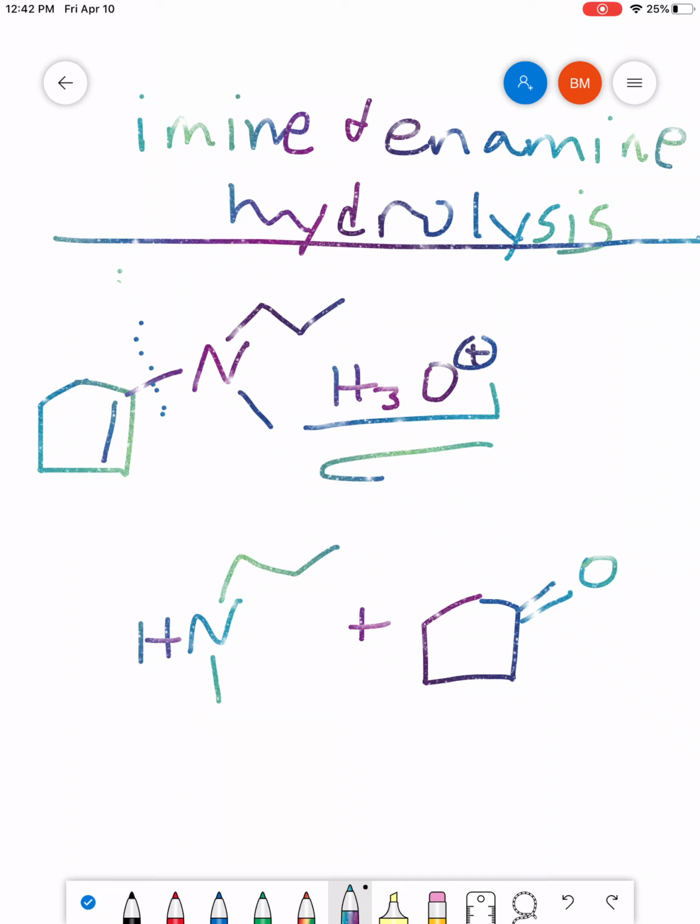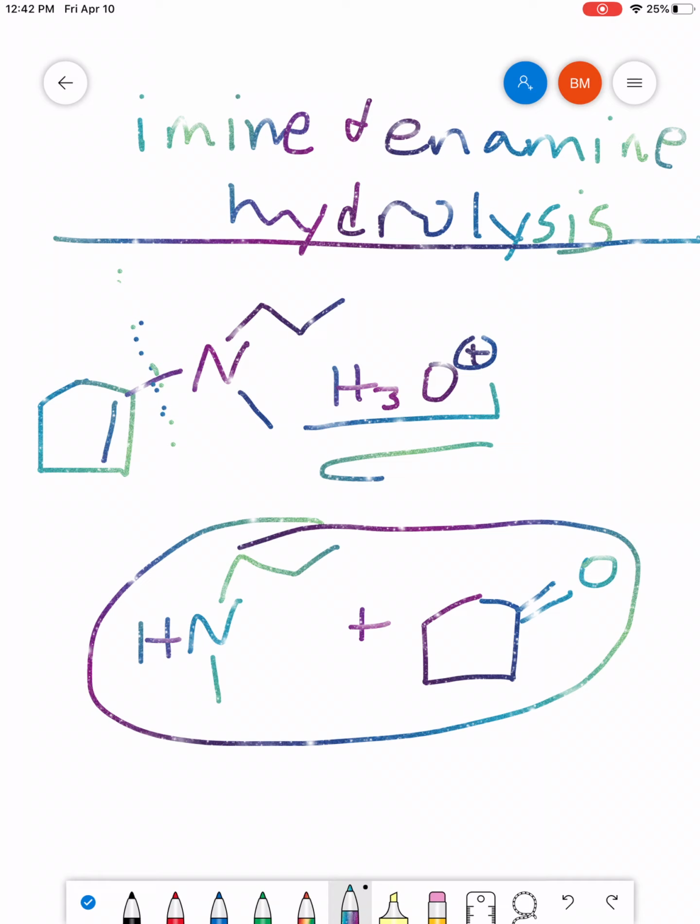Okay? So cleave it here between carbon and nitrogen. Add an H to the nitrogen to get the amine. Replace the alkene group with a carbonyl group to get your aldehyde or ketone. All right.